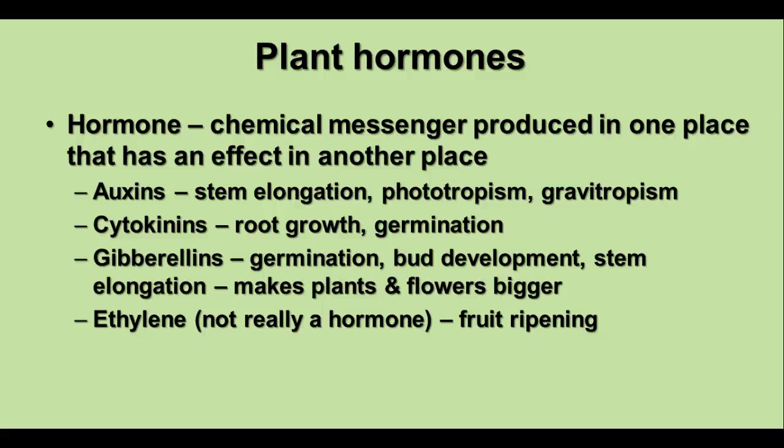We have cytokinins, which are root growth and germination hormones. And then we have gibberellins, which are involved in germination and bud development. These are the hormones that make the plants grow bigger and make the flowers bigger, the things that you would find in something like Miracle-Gro. And then ethylene, which is not really a hormone, is a gas produced by fruits, which helps enhance and speed up fruit ripening. And this concludes the notes on tropisms, hormones, and life cycles.